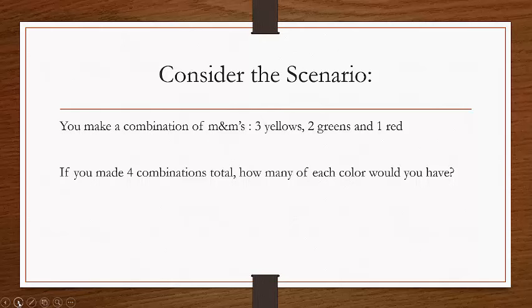So let's just start by considering the following scenario. You decide you're going to make a combination of M&Ms. You're going to pull out 3 yellows, 2 greens, and 1 red. So I'm just going to write that in a shorter notation here. So we'll write 3 Ys for 3 yellow, 2 greens, and 1 red.